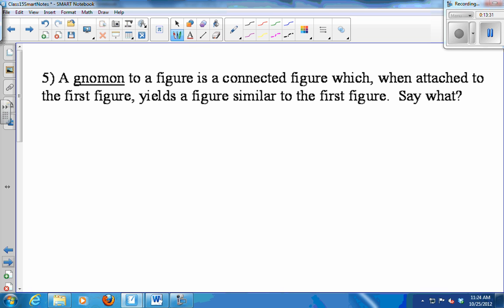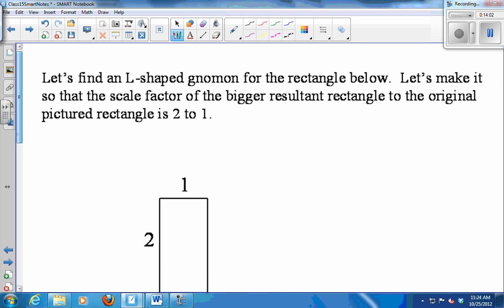All right, so now we're going to get into a new definition, something called a gnomon. So this sounds really kind of wordy. Once I show you an example, I think it'll be much clearer. But the definition of a gnomon to a figure is another figure which, when you attach it to the first figure, you get a new figure similar to the original figure. Whoa, I used the word figure way too many times in there, right? So let me do an example for you.